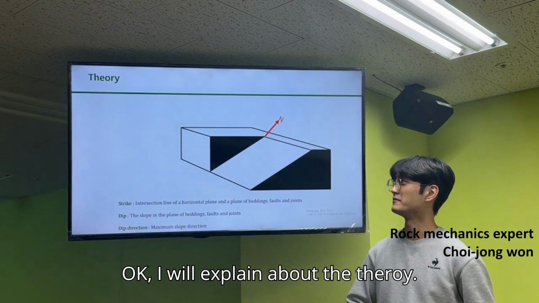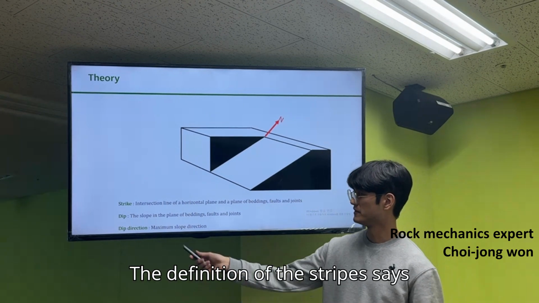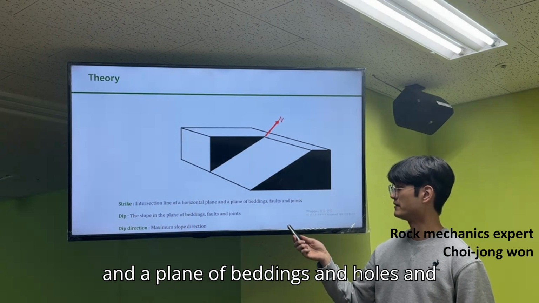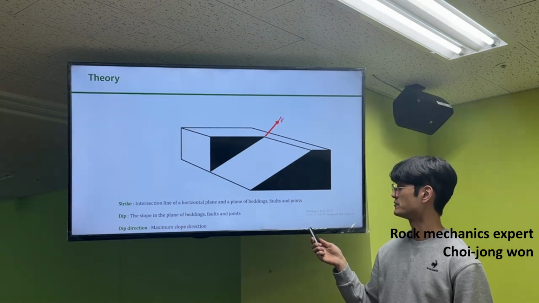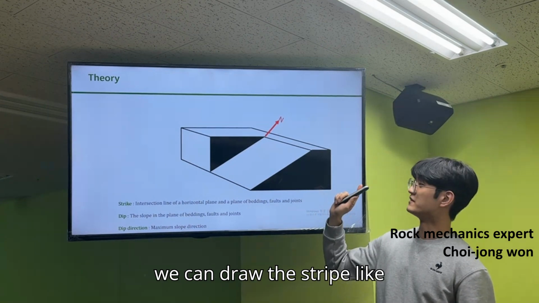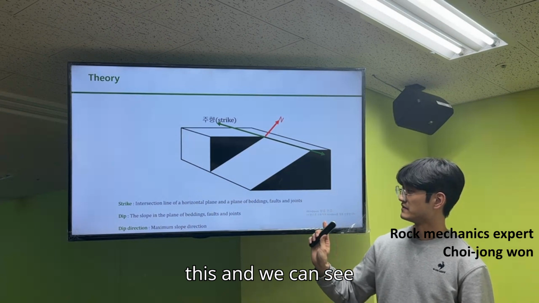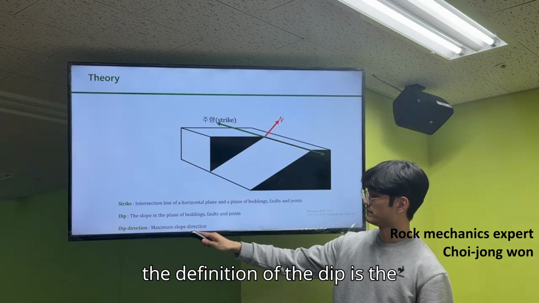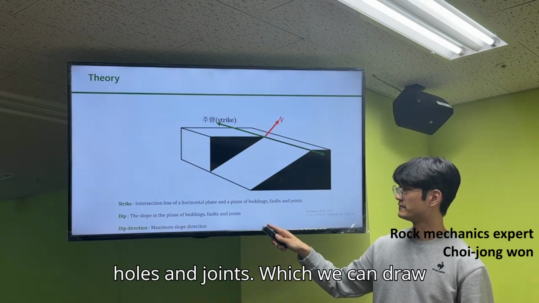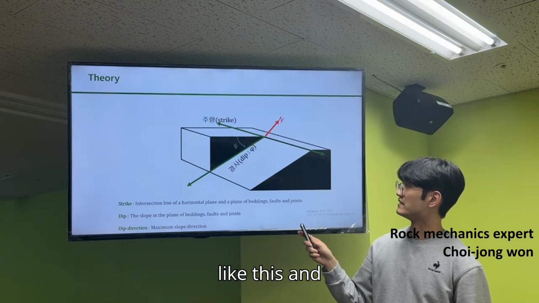Okay, I will explain the theory. Let's see the definition of the strike. The definition of the strike says it is the intersection line of the horizontal plane and a plane of beddings and faults and joints. And by the definition, we can draw the strike like this. And the definition of the dip is the slope in the plane of the beddings and faults and joints, which we can draw like this.